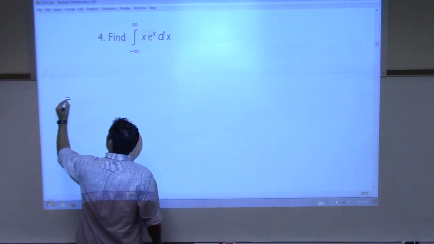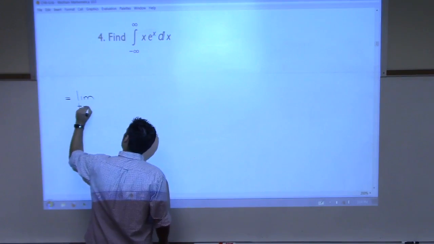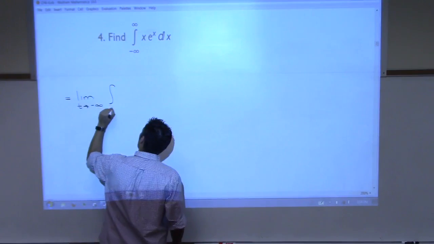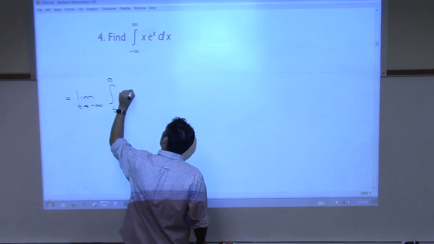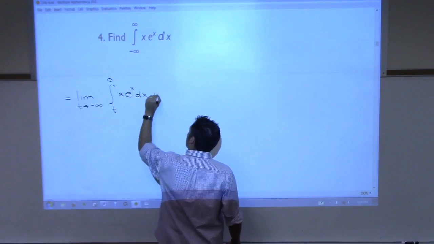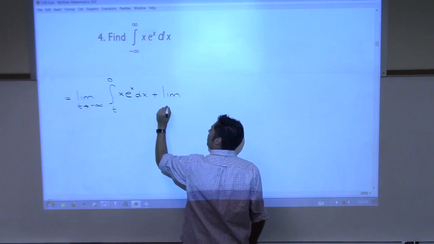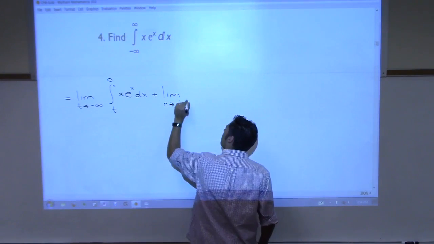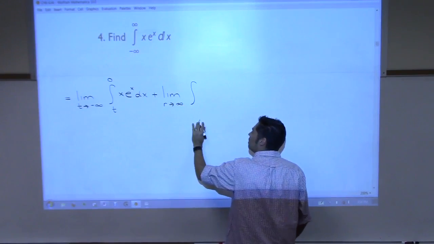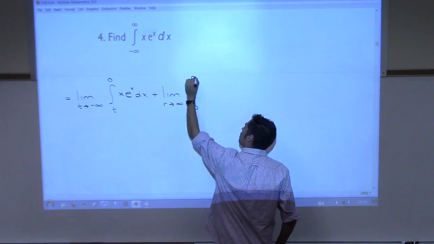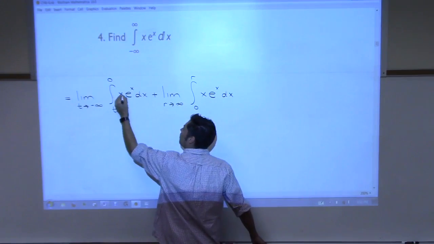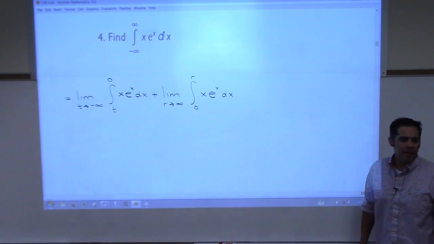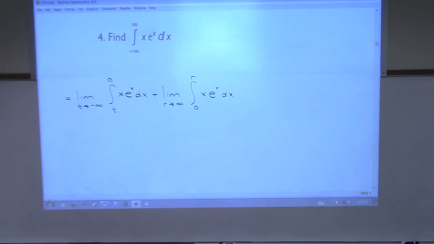I'm going to do two limits again, right? I'm going to let t go to negative infinity of the integral from t to where? Where do you want to go to? Go to 0 again? I like 0. Now I'm going to add to that another limit. r goes to infinity of the integral from 0 to r, x e to the x dx. We all good with that? No questions? Have any issues now?